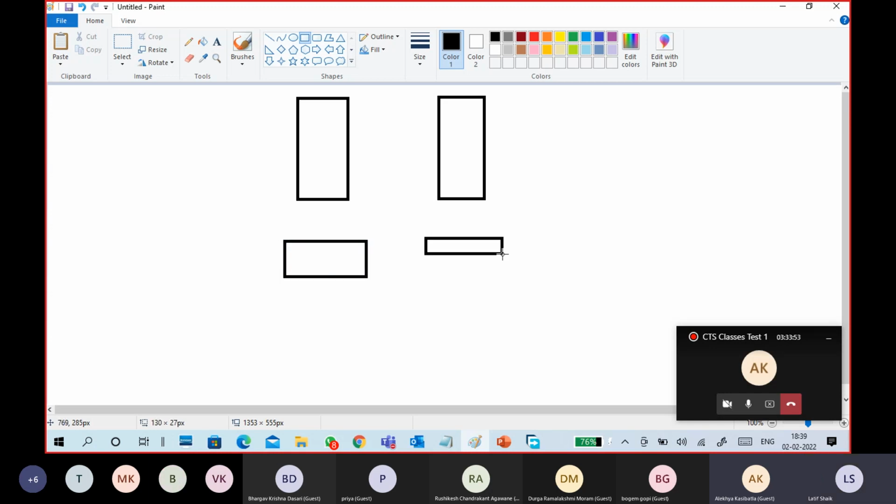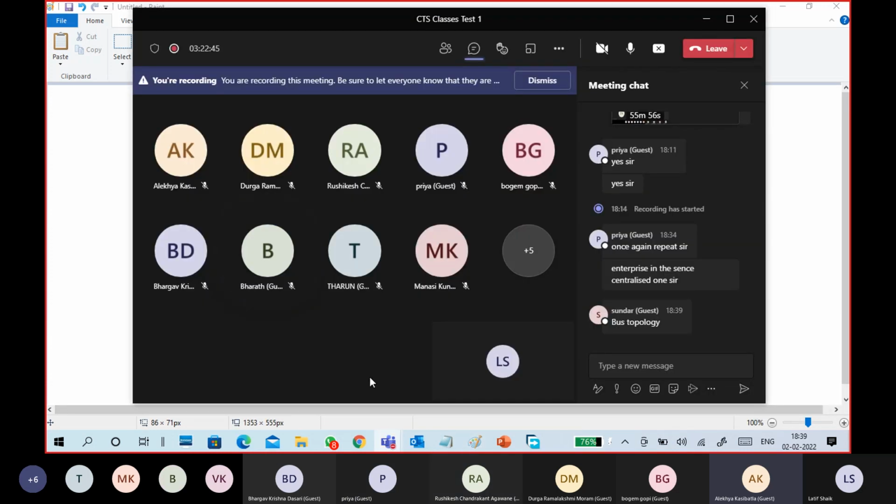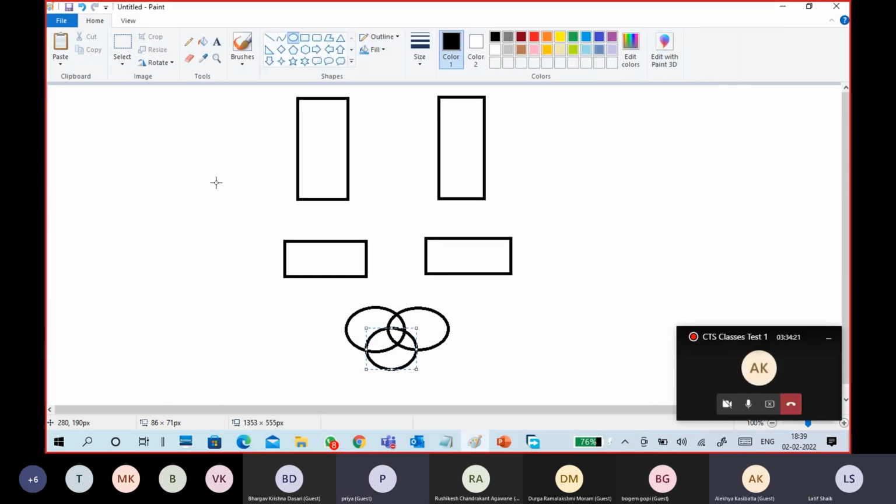Star topology means all devices are connected to a centralized device. Each and every device is connected to all other devices, meaning A is connected to B, C, D, E, F, like that. Not loop, not bus topology. Mesh topology. Okay.